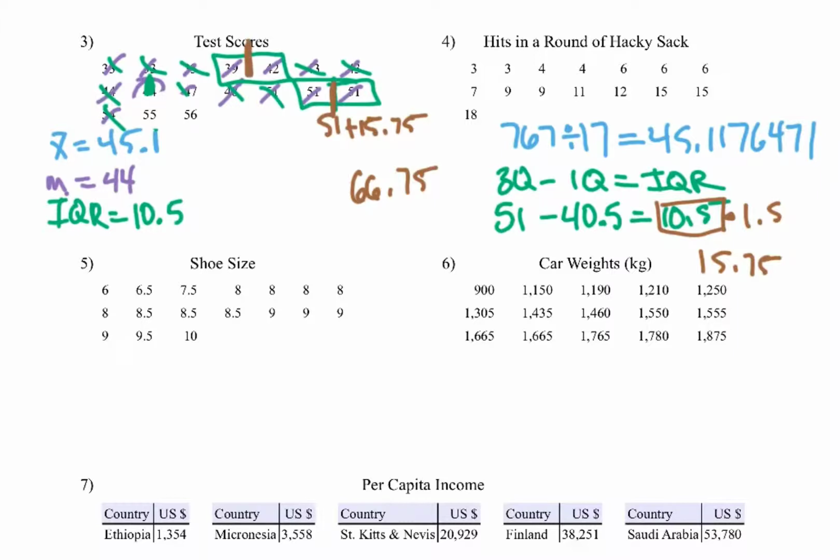Then we take our first quartile and we subtract it. So I've got the 40.5 and I'm going to subtract the 15.75. So 40.5 minus 15.75, which gives us 24.75. So I look at my lowest ones and see if there's any below that. There isn't, so there's no outliers in this case. Okay, we're done with that one, so let's jump on to number 4.